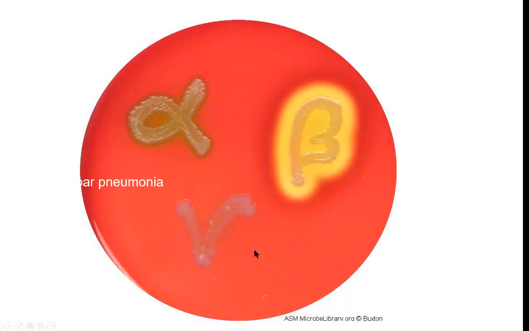And also hemolysis on blood agar plate. Alpha is partial digestion of blood, giving rise to a dark greenish pigment, alpha hemolysis, partial. Beta is complete hemolysis, making the surrounding blood transparent. And gamma is no hemolysis. The bacteria are not digesting blood.